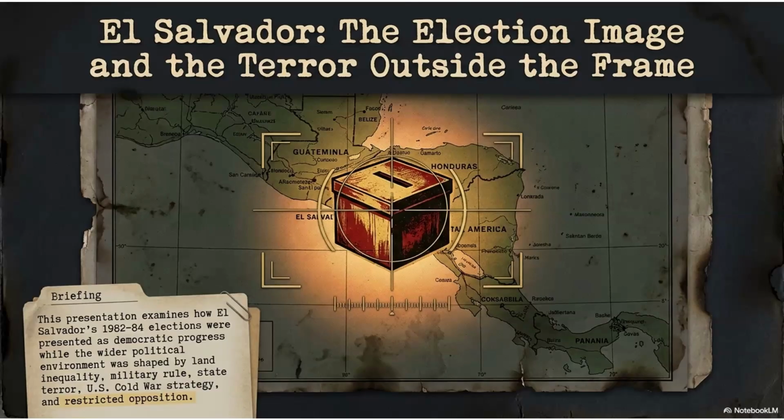This is not about asking whether El Salvador physically held elections in the 1980s. It did. People went to the police stations, ballots were cast, parties competed, and the results were announced. Foreigners also observed it, and newspaper and television reporters showed citizens standing in long lines. So the election image was real. The deeper question is whether the election image was enough to prove democracy.